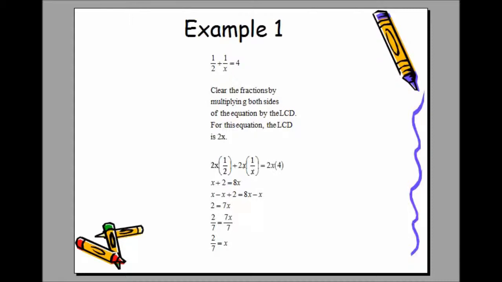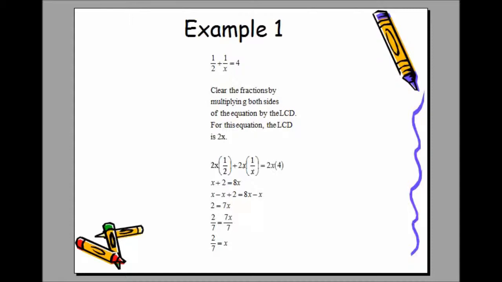Notice that this is an equation. We have an equal sign with quantities on both sides. When you have an equation, clear the fraction by multiplying both sides of the equation by the LCD. For this equation, the LCD is 2x. Therefore, we multiply each term on both sides by 2x.